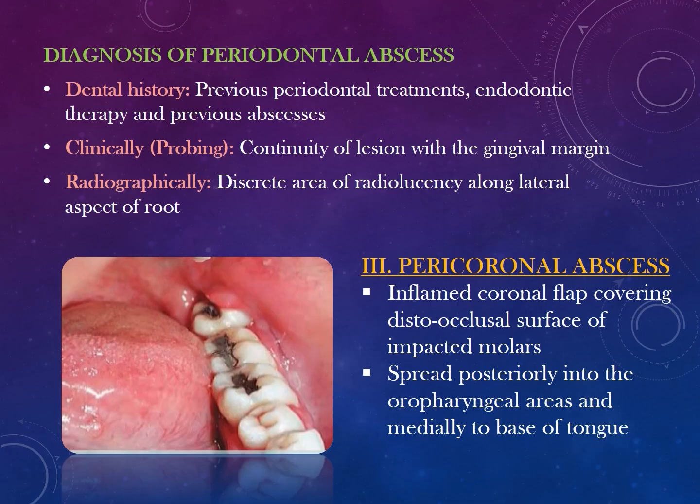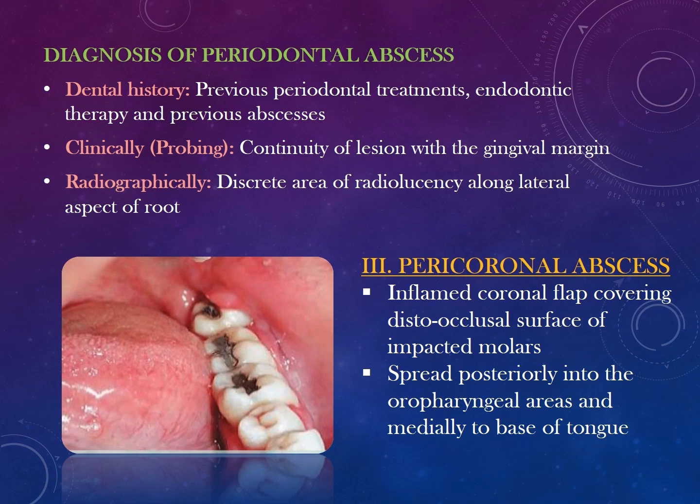Next, clinically, we can determine by probing the suspected area. If there is a continuity of the lesion with the gingival margin, then it clearly shows that the abscess is of periodontal origin. Radiographically, you can see a discrete area of radiolucency along the lateral aspect of the root. Lesions in the soft tissue wall of the periodontal pocket are less likely to produce radiographic changes.